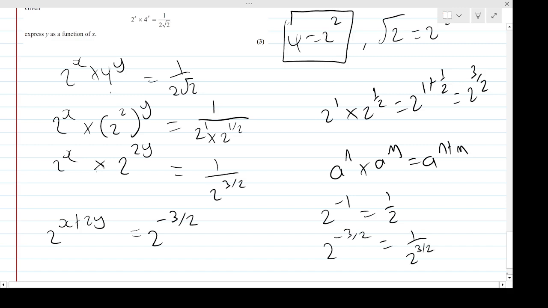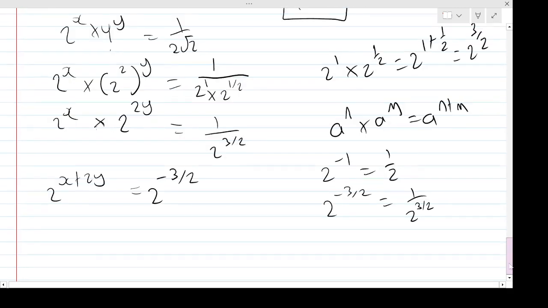Okay, just to reiterate. Well, now we're in a really good position because I have the same base 2, and they're equal to each other. Well, if they're equal to each other and the base is the same, that means the exponents have to be equal to each other. So the powers. That means simply that x plus 2y has to equal minus 3 over 2.